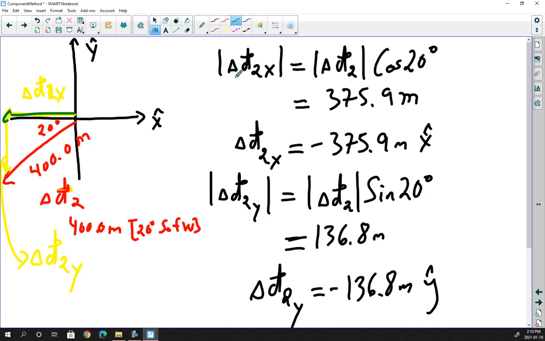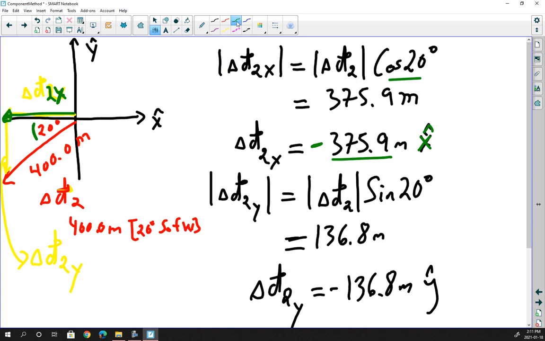And we get delta d2 x component is equal to delta d2, the entire 400 meters, times the cosine of 20. Why cosine of 20? Because this side right here, delta d2 x component, is adjacent to the 20 degrees. So since it's adjacent to the 20 degrees, we use cos. And we get that the magnitude of this side right here is 375.9 meters. But I want the entire vector itself, so I've got to give it a direction. So we still get the 375.9 meters as the magnitude, but now I've got to look at this direction right here. It's pointing in the negative x hat direction. So the x component of this vector is negative 375.9 meters x hat.